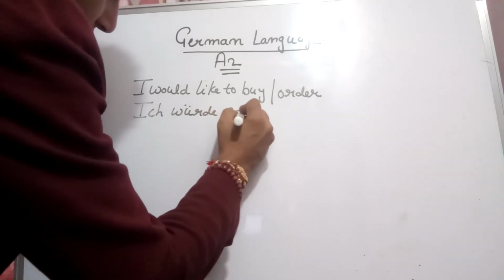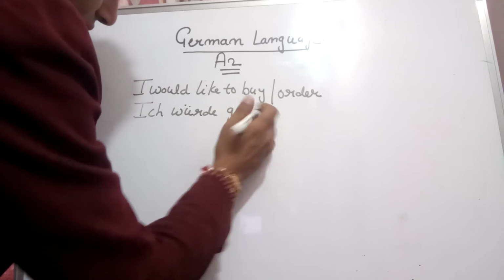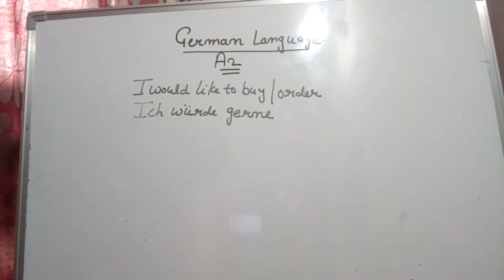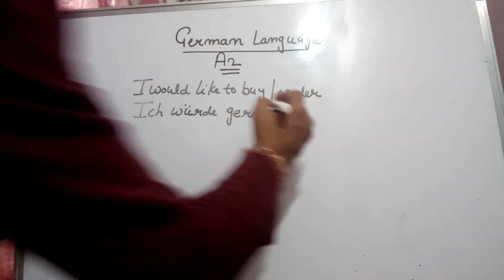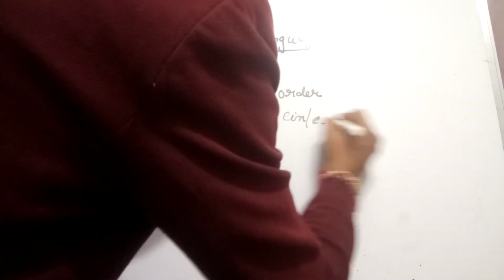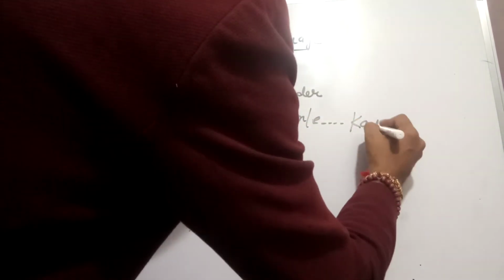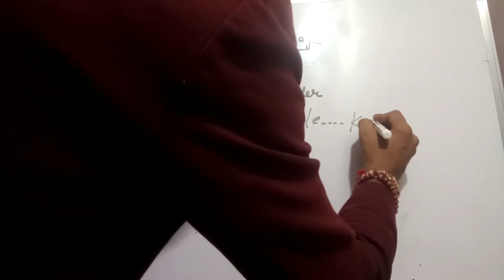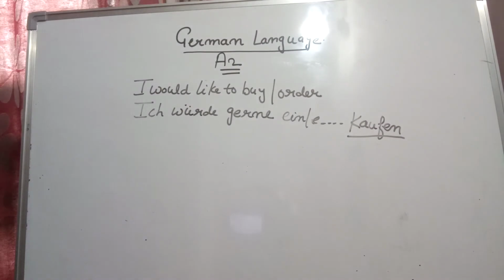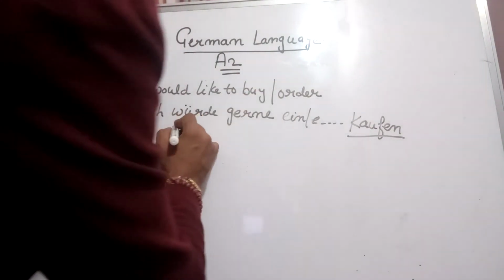Okay. So the next phrase is, you will say like this, I would like to buy. I would like to buy something, like an order. Here we have the verb like. So what do you say? Ich würde gerne. Ich würde gerne.